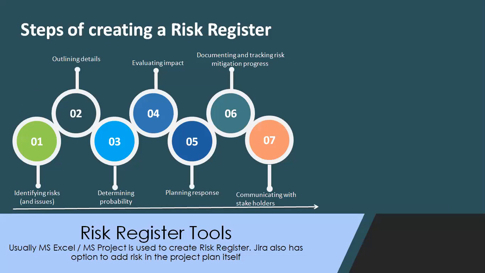Now, what are the steps of creating a risk register? Though we have a slide, by this time I'm sure you can create your own steps for how to create a risk register. First, you identify the risk. You give a description around it and write down the details. Determine the probability of that risk, and if that risk happens, what will be the impact? How are you going to respond to that risk? How are you going to document it? Who will be the owner, right? And how are you going to communicate to the stakeholders?